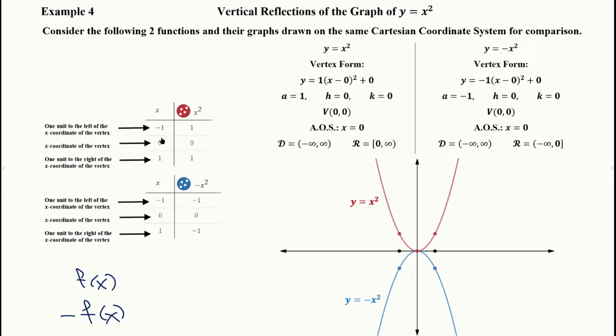As far as getting some actual numbers you can plug in, again, start with the vertex, right, in both cases, then go 1 unit to the left and 1 unit to the right, plug those in, get your y values, and you have the 3 points you need to graph either function.